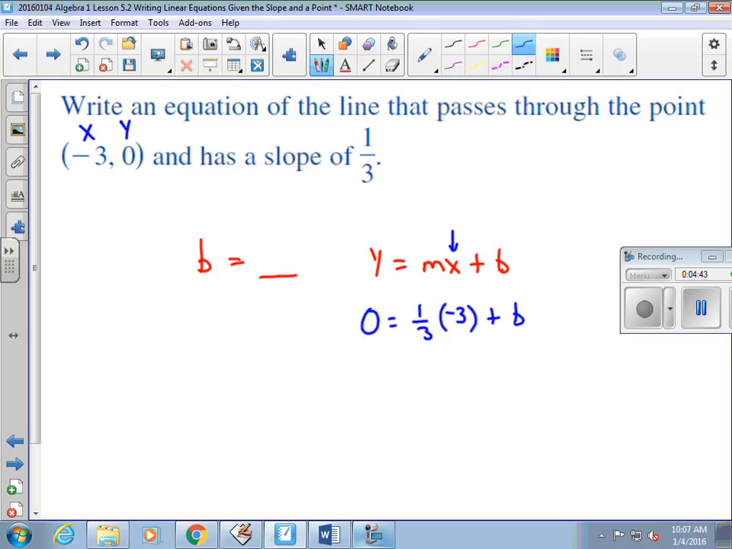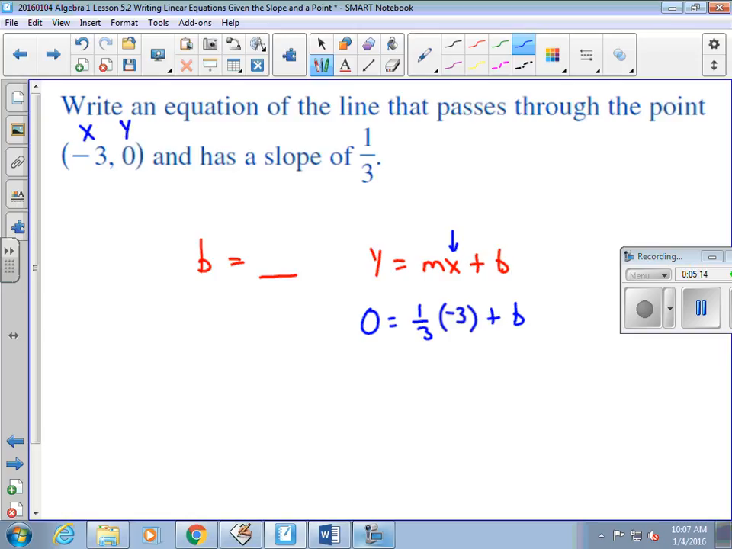So notice when we plugged everything in, 0 is equal to 1/3 times -3 plus b. Now, 0 was one of the tricky parts because you had to know to plug in 0. The other tricky part is because it has a fraction. Now you can address this one of two different ways. On the bell work, we said, let's get rid of the fact that it says divide by 3 by multiplying everything by 3. That's not necessary, but you can do that, and it's totally fine.